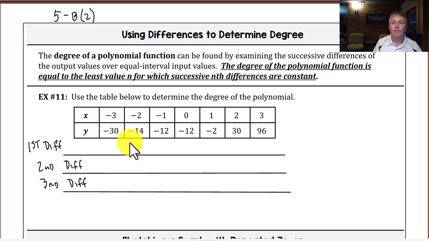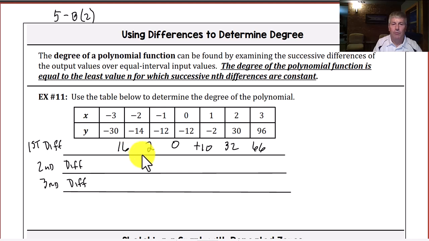So we'll continue finding differences until we get to the point where the differences are all equal. So looking at our original function here, we'll look at the differences in the y's. How far is it between negative 30 and negative 14? Our first difference there is 16. And negative 14 to negative 12 is 2. And that first difference is 0. And that's a positive 10. And 32 and 66. So now we'll keep going.